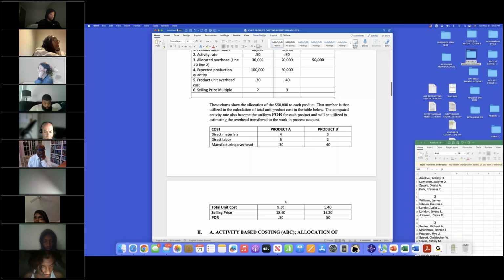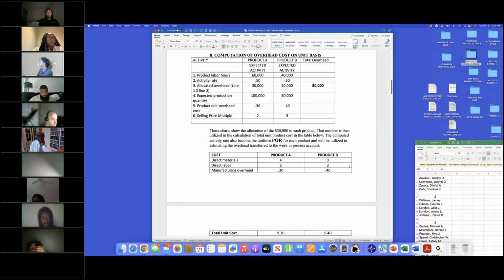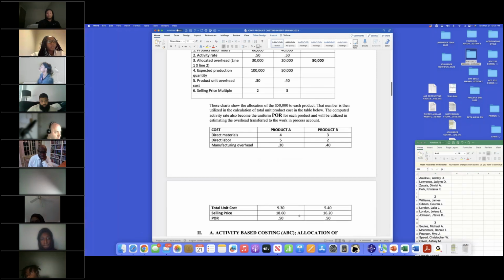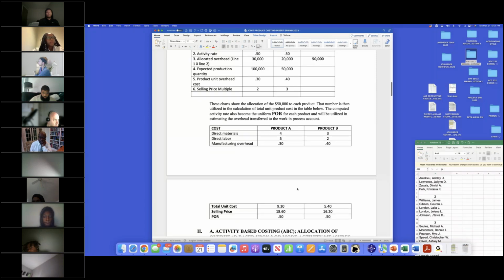So if you remember, we said for product A, 4 for materials, 3 for product B for direct materials, labor 5 and 2, and that calculated overhead from above, 30 and 40 cents, is added. And so the total unit cost is 930 and 540. We multiply by the selling price multiple to get the selling price, and the POR is already calculated. Whatever your activity rate is will become the POR to be utilized in that journal entry. So that's a change, and it makes it maybe a little bit easier. You don't have to go through the special calculation to get POR. When you got the activity rate, you already have it.